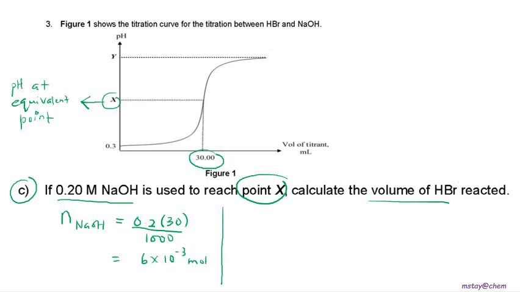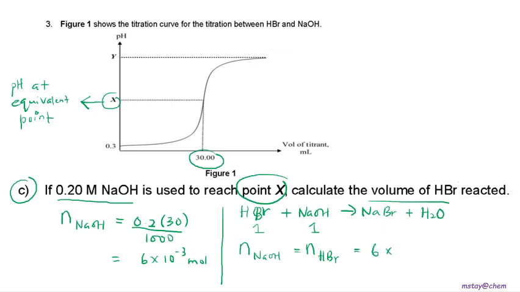Then we need to write the equation: HBr and NaOH. When they react to each other, they will produce NaBr and H2O. Based on the equation, the ratio between HBr and NaOH is 1:1. Because this is the equivalent point, the number of mole of NaOH will equal the number of mole of HBr, which is 6 exponent negative 3 mole.